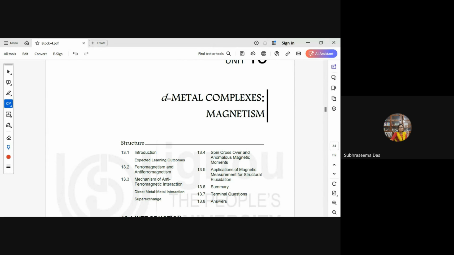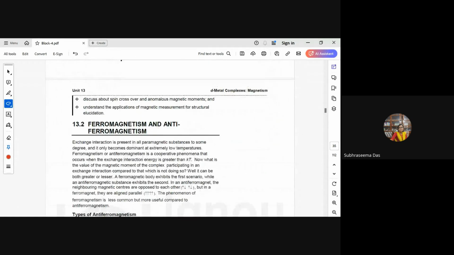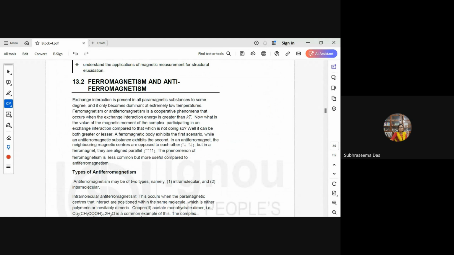So coming to magnetism in the metal complexes. First is ferromagnetism and antiferromagnetism. Now, a ferromagnet is a body where the magnetic centers are aligned parallel to each other, like here it is shown. But in an antiferromagnet, the magnetic centers are opposite to each other, like here it is represented.